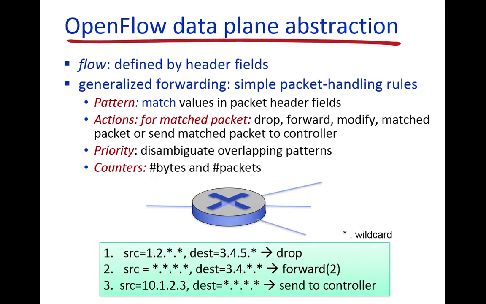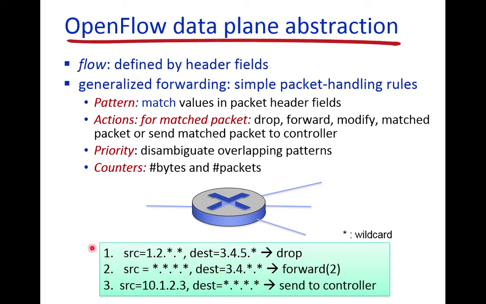Now, what could be the pattern? The pattern could be like this. You can see that we have source IP address 12 and destination 345, then it should be dropped. And if the source is anyone and the destination is 34, then it should be forwarded to 2.